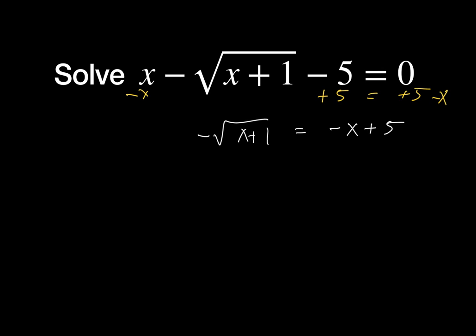I almost have the root all by itself. I got this negative. Want to get rid of the negative? Multiply everything by negative 1.